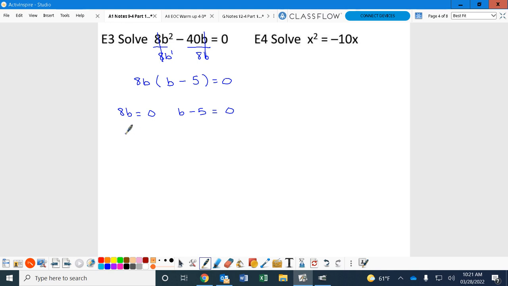Guys, if you divide both sides by 8, anytime you do 0 divided by any number, it's going to be what? 0. On this one, if you add 5 to both sides, what's B going to equal? 5. That's it. So your answer will go in braces. Since 0 is less than 5, you would write the 0, comma, and then the 5.